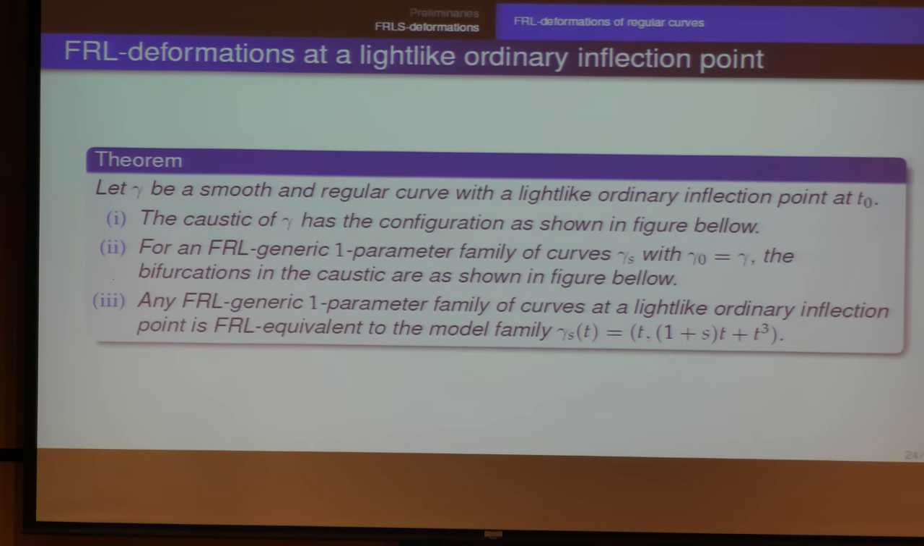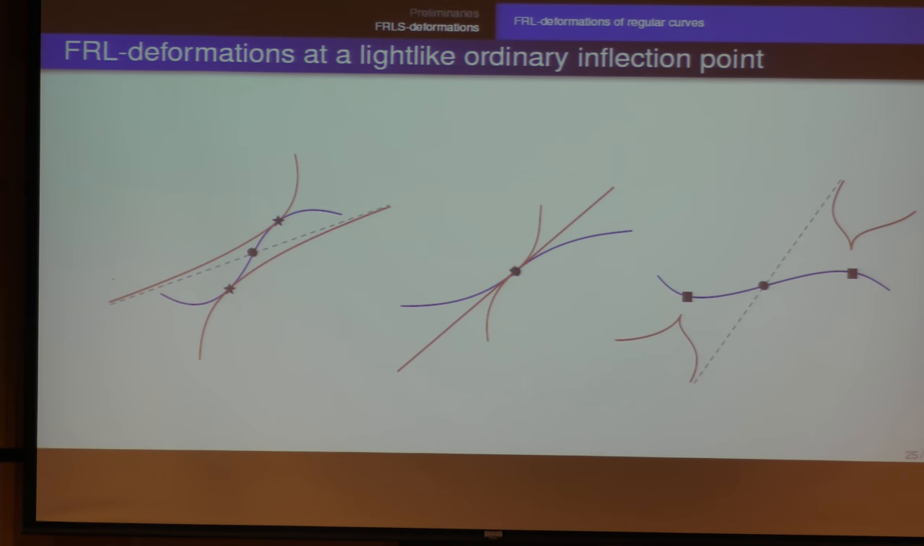Secondly, if we have an FRL generic one-parameter family of curves which contains the original curve, then the bifurcations on the caustic are given in this figure. That means on one side of the transition we have two light-like points and one ordinary inflection point, and on the other side of the transition we have two outward vertices and one light-like, ordinary inflection point.